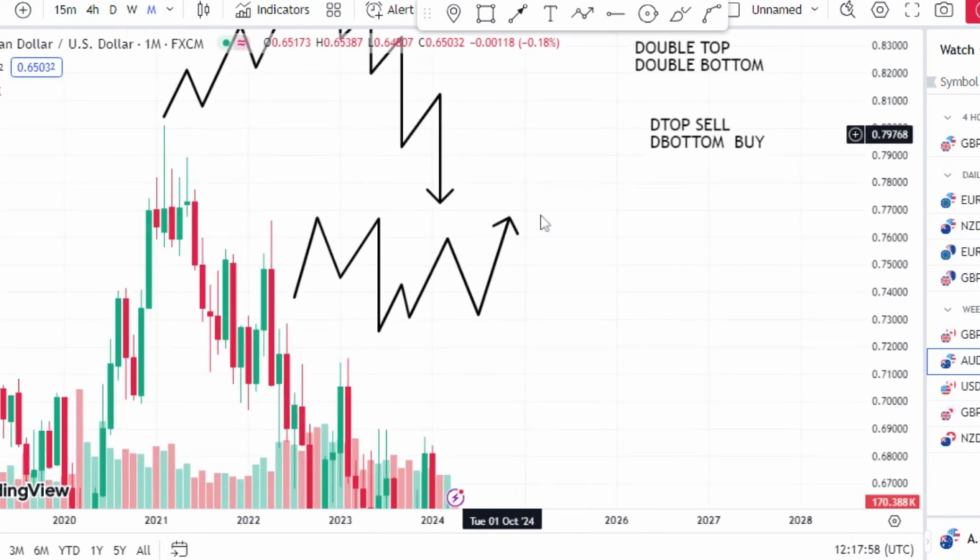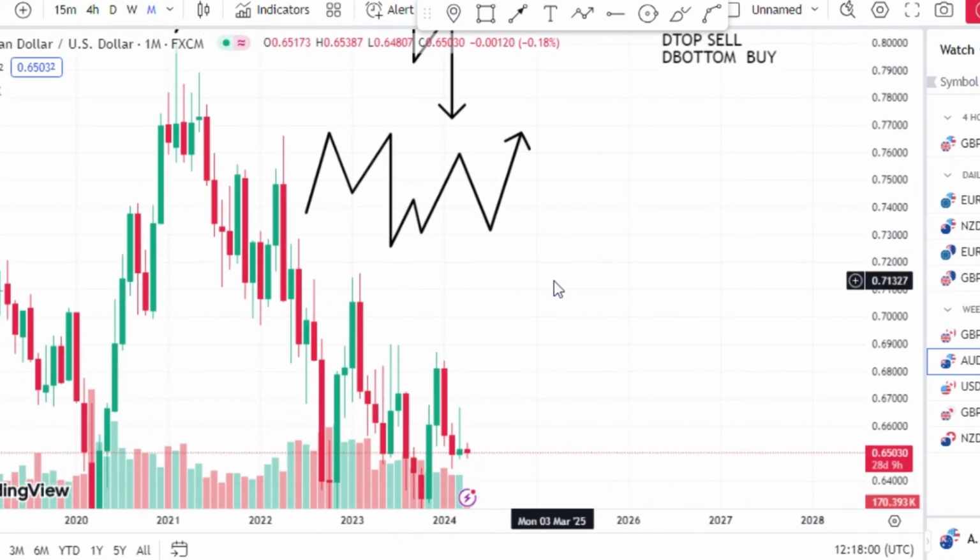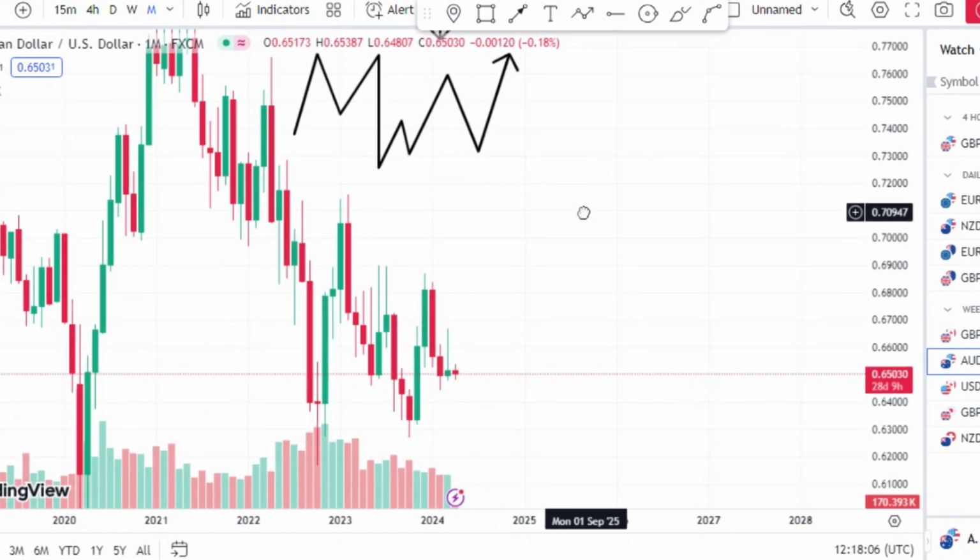So in today's video, let us analyze AUDUSD. And by the way, let me not forget, last week I analyzed EURUSD, and there was a double top on EURUSD on weekly. When I was analyzing that double top, it was almost heading to the half. It broke the half, and now it is heading to the neckline.